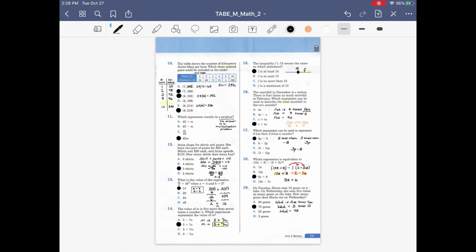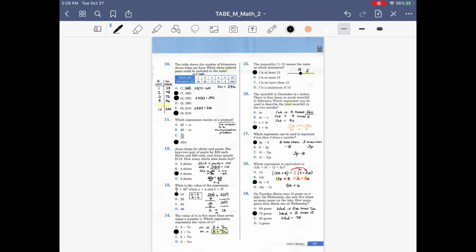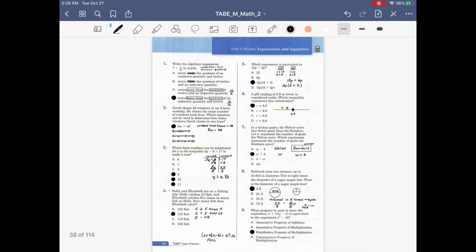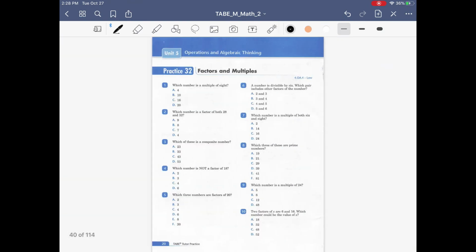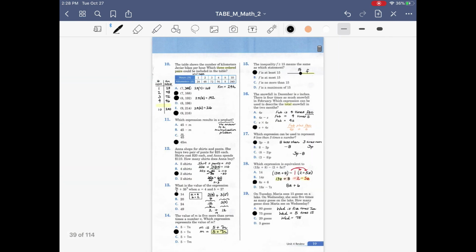Okay, that brings us to the end of the review and to the end of the chapter. Our next chapter is going to be more algebraic thinking, but you'll learn some new skills. It's not just about equations and expressions.